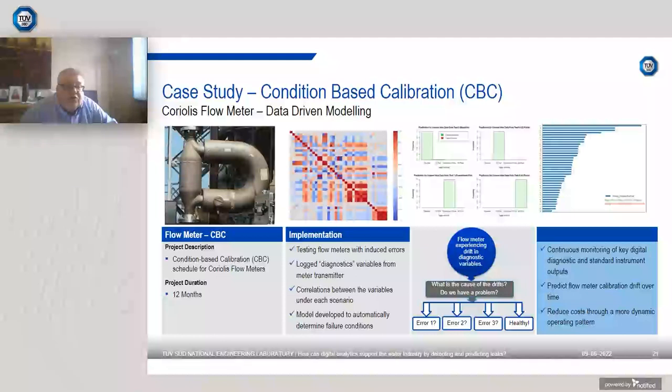By continuously monitoring live diagnostic data from the meter, it is then possible to use this data to predict the flow meter calibration drift over time, which allows a move from a time-based calibration approach to a more dynamic calibration approach. The benefit of this work showed that by continuous monitoring of the diagnostic data and the standard instrument outputs, it is possible to predict the flow meter calibration drift over time, thus allowing a reduction in costs by making use of a more dynamic operating pattern.